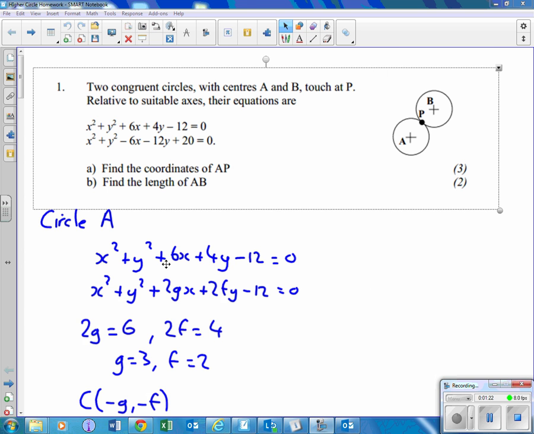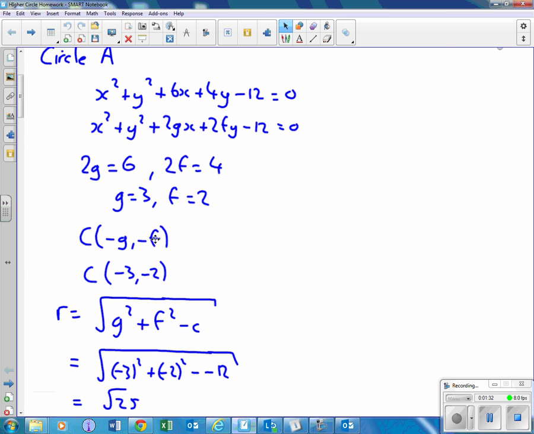So circle A, there's the equation of it. There's the general equation of the circle. So if it's in this format, the centre is given by negative g, negative f. So we do know that 2gx is 6x. In other words, 2g equals 6, so g is 3. 2fy has to be the same as 4y because the coefficient of y has to be equal each time. So 2f equals 4, f equals 2. So the centre, remember, is negative g, negative f, so the centre will be negative 3, negative 2.